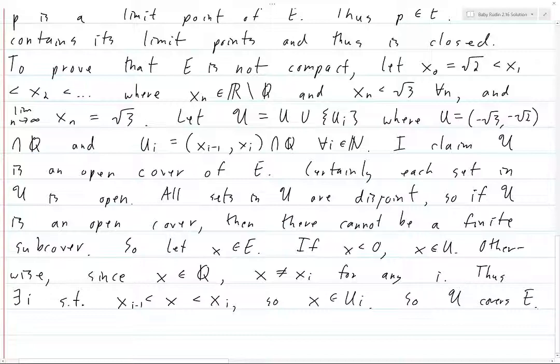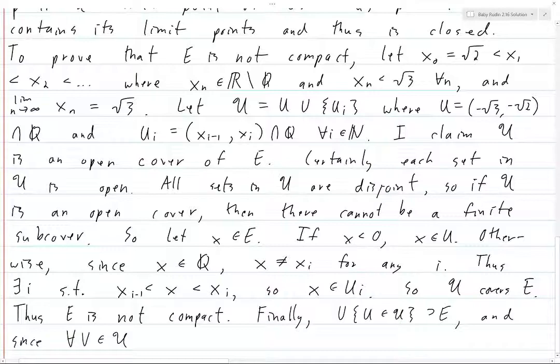Thus, E is not compact because there is an open cover with no finite subcover. But look, we've come up with a disjoint open cover of E, i.e. the union of all sets in fancy U contains E. But also we know that for all V in fancy U, I won't use U because we're reserving U to refer to one of the sets in fancy U.